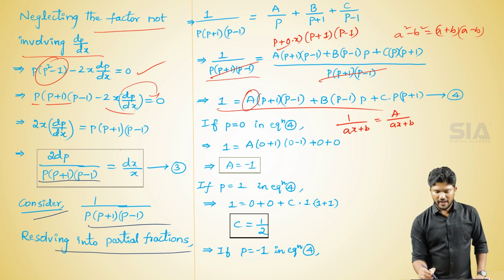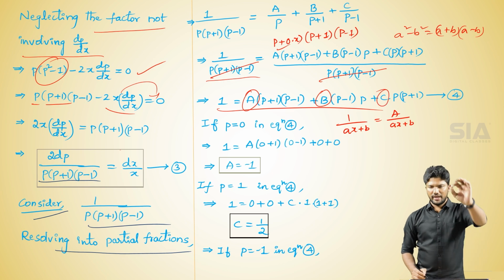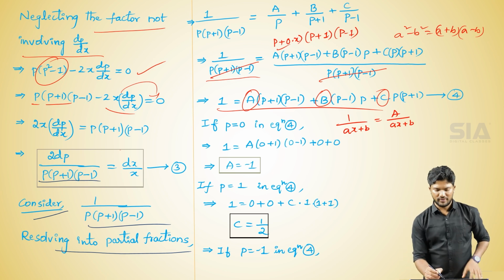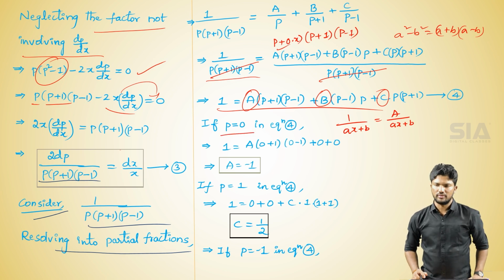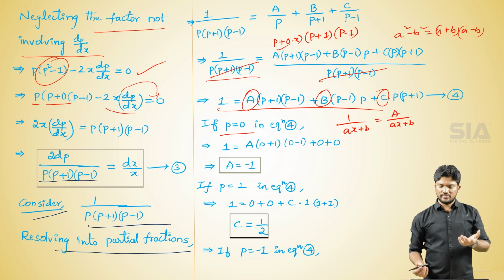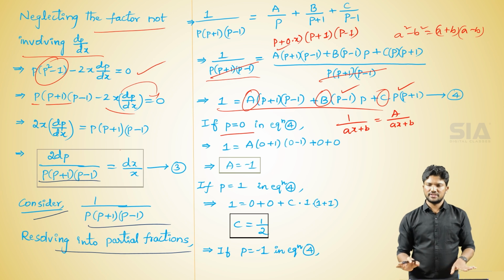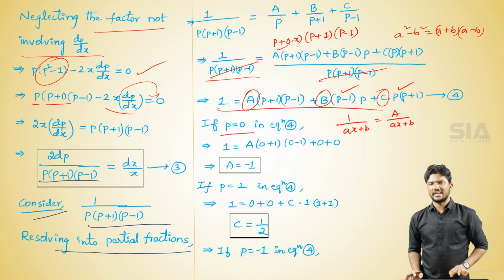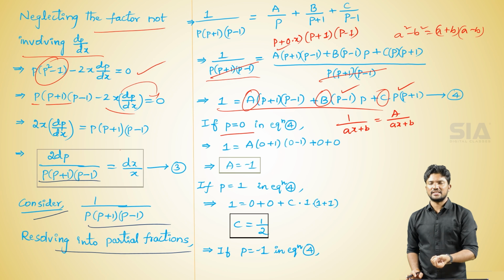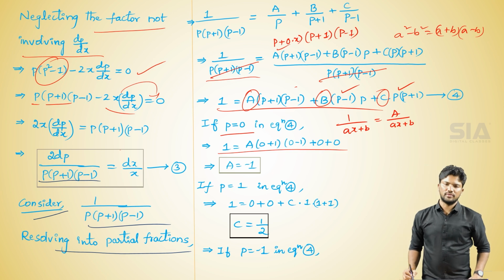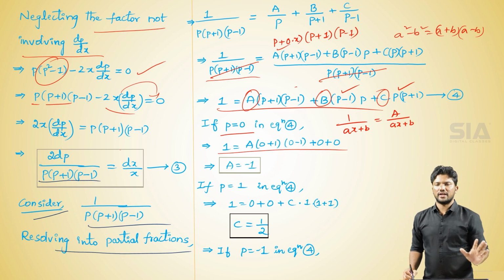To find A, B and C, the main logic is to substitute p equal to some real numbers, randomly, by trial and error method. First, if you substitute p equal to 0, the B term and C term automatically become 0, because p is in the multiplication, and 0 into something is 0. Then you will get only the A term. So substituting p equal to 0 in equation number 4, in LHS there is no p term, so write 1 as it is.